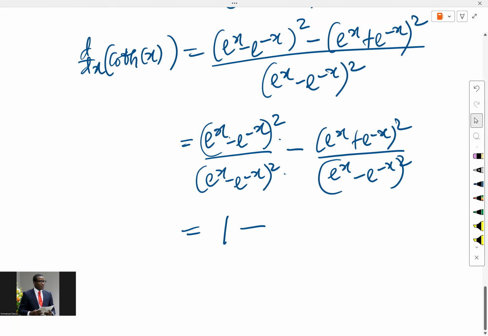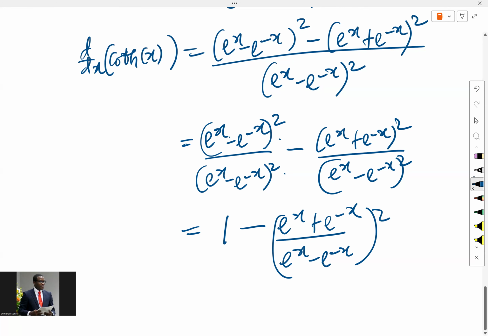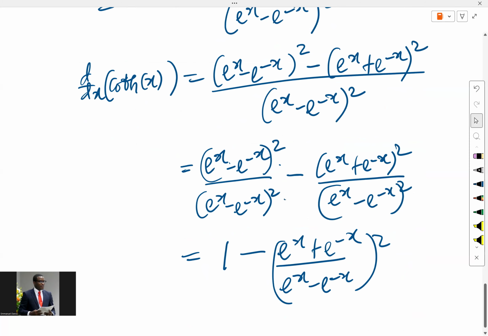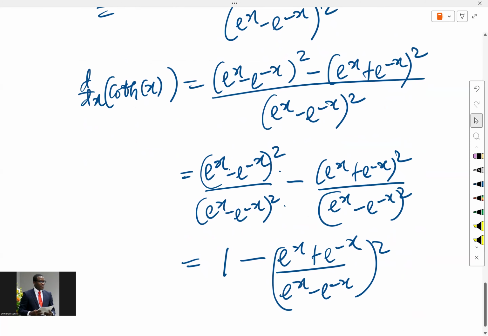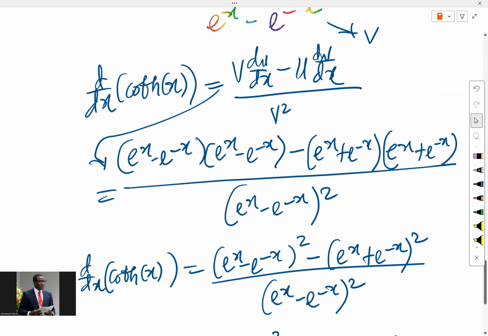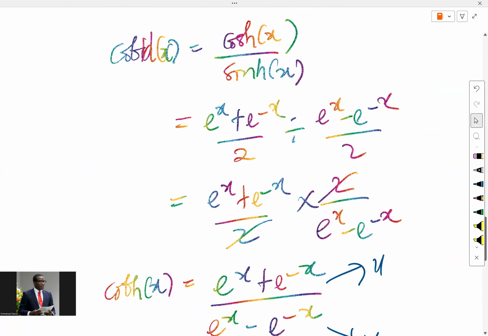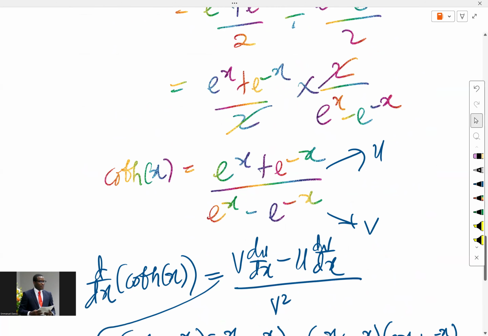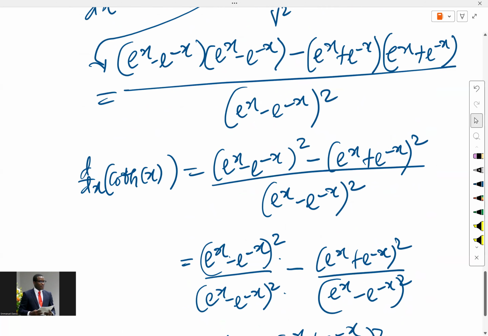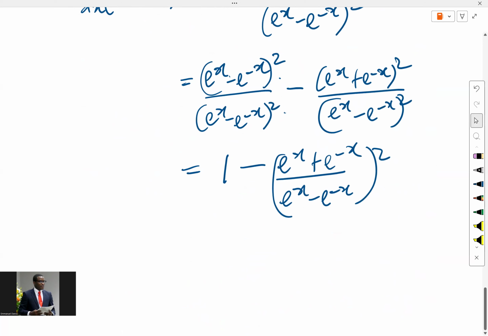But we can see that this is e raised to power x plus e raised to power minus x, all over e raised to power x minus e raised to power minus x, all squared. Now this looks like an expression we must have come across before. So e raised to power x plus e raised to power minus x, that looks like where we are coming from. I want to think, cosh x is e raised to power x plus e raised to power minus x all over 2. So it means this whole expression.